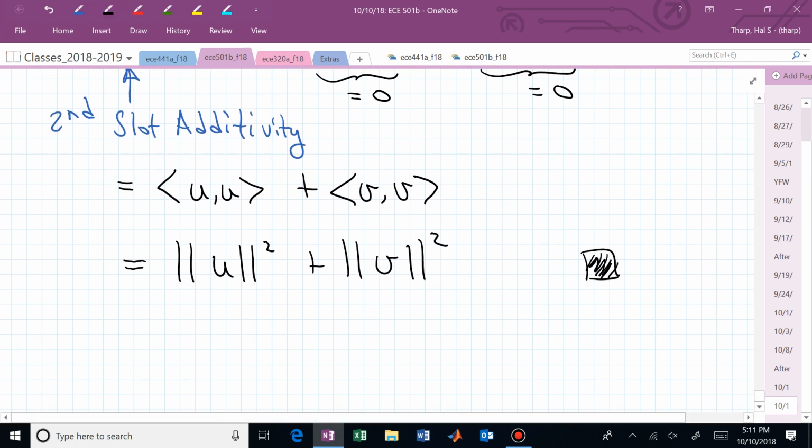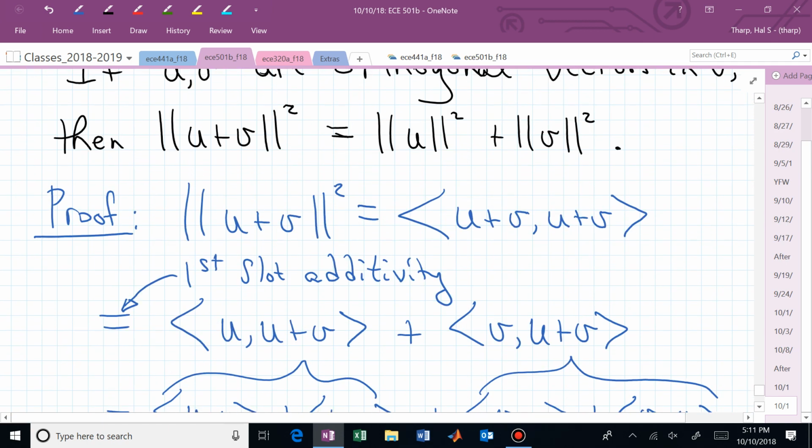And that's based on what? The Pythagorean theorem is using this right angle when we use it. It's based on a right triangle. Yes? How do you apply the first slot? So how did I apply the first slot? Very carefully.